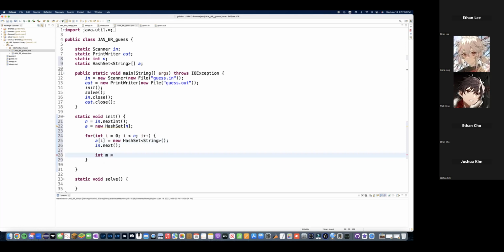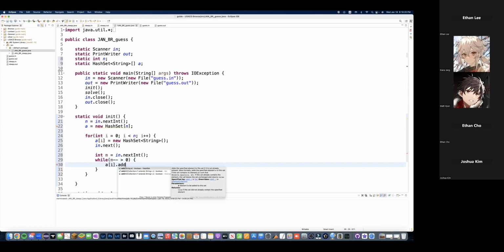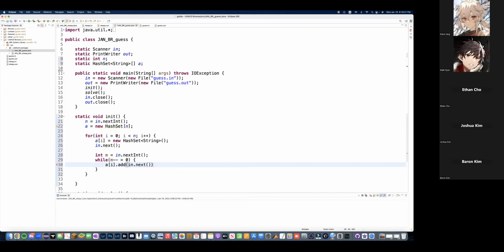Int m is equal to the input next int, because we put another input next int, unfortunately, and then we put while m minus minus is greater than 0. I'm gonna put a space here so it's not confusing. It's not m arrow, it's m minus minus is greater than 0, and a[i].add of the input next. So the input next is literally just adding in the characteristics. We're gonna print that out.